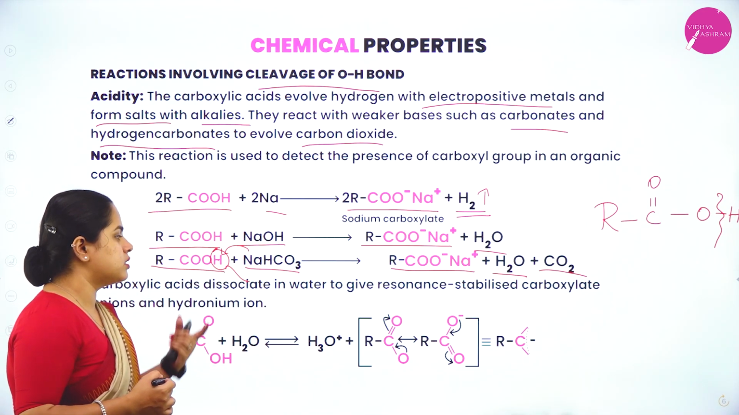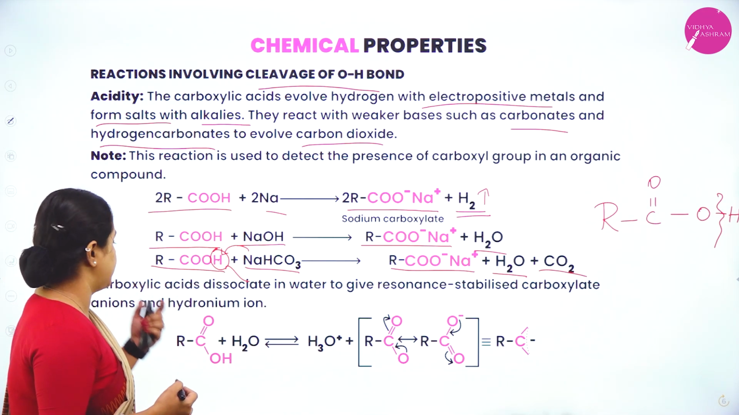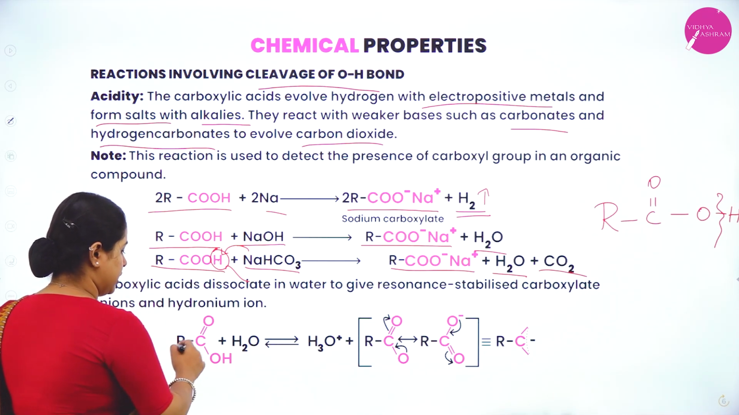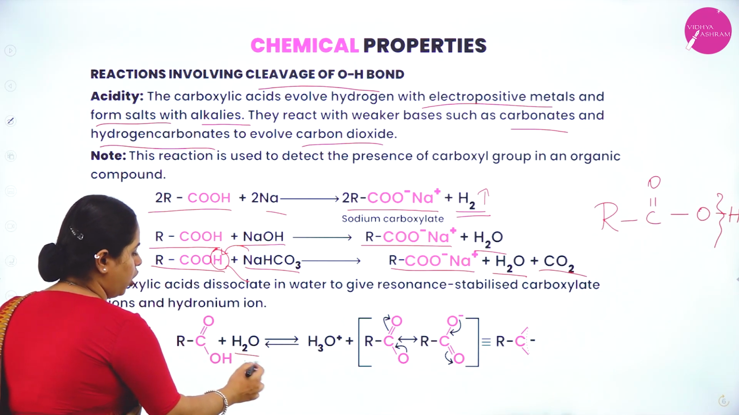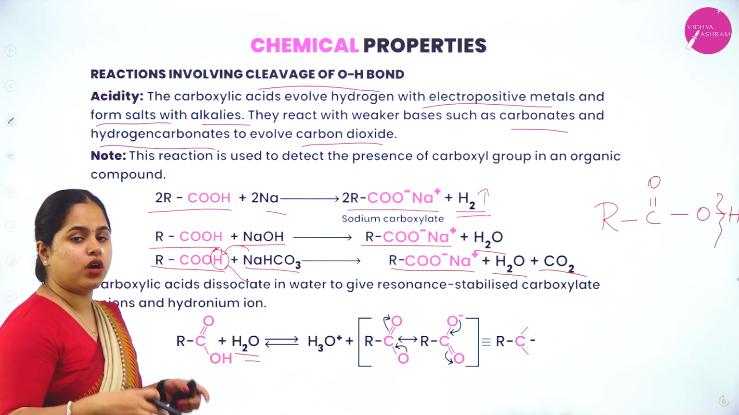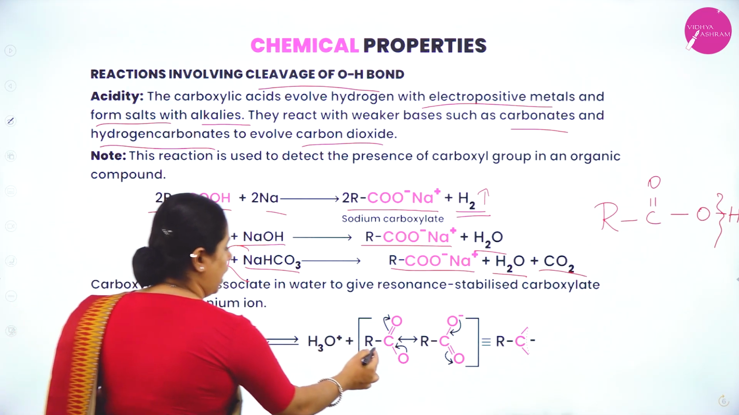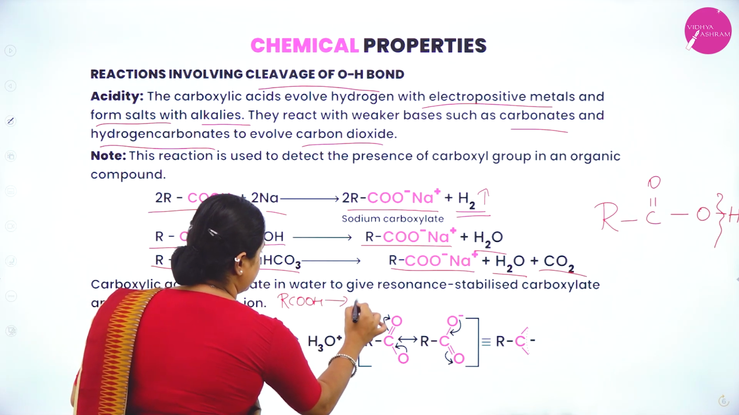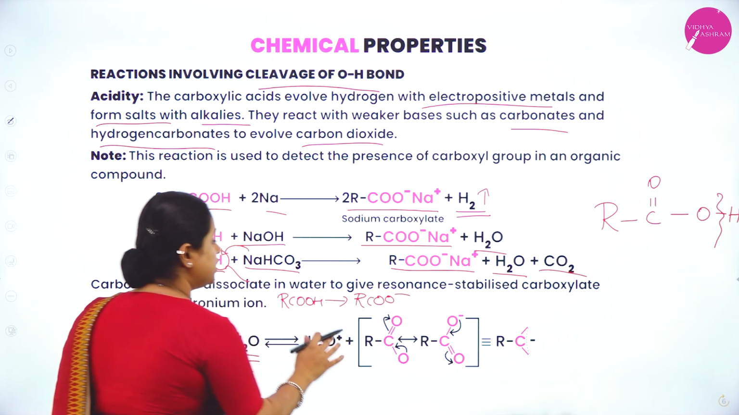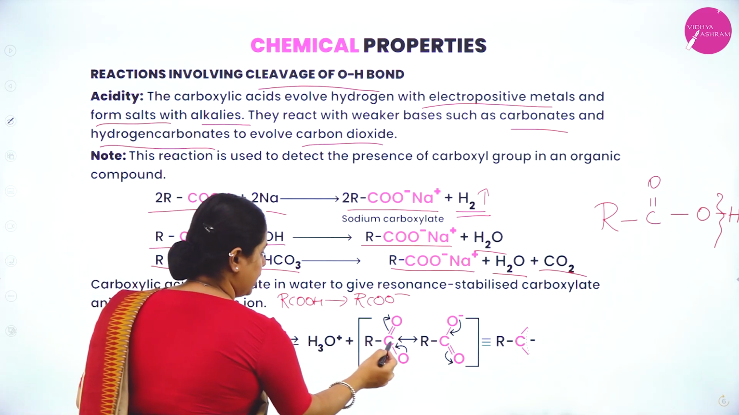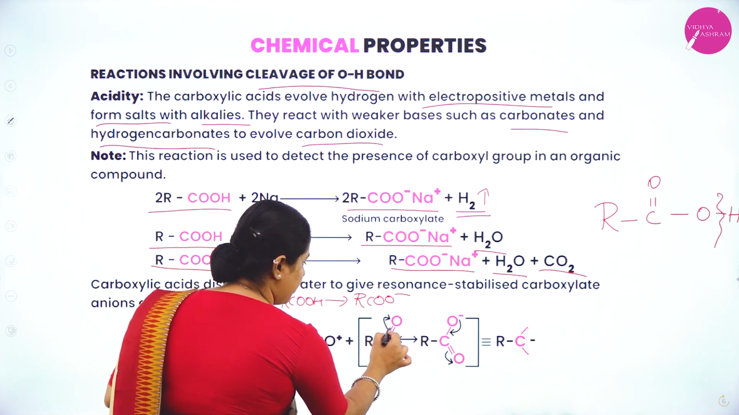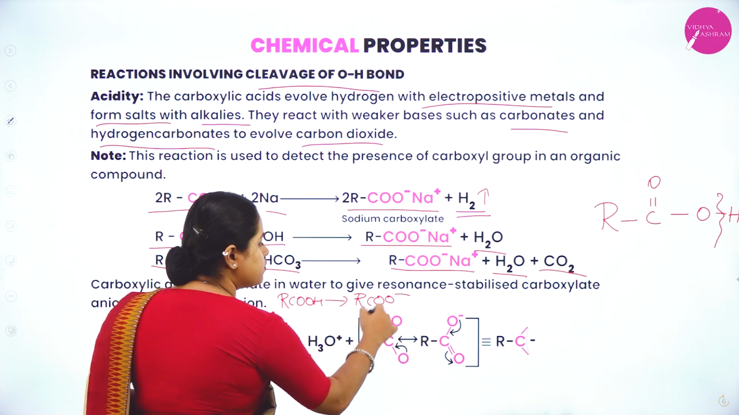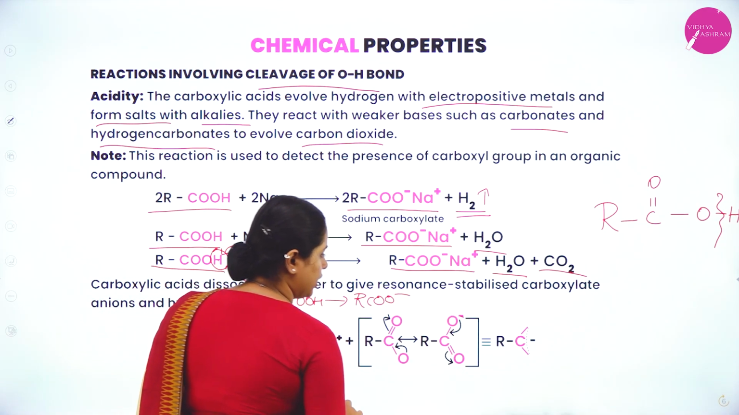Now, carboxylic acid dissociates in water to give resonance-stabilized carboxylate anions and hydrogen ion. This is your carboxylic acid, RCOOH. In water, what will happen? It will dissociate into the carboxylate ion, RCOO minus, which will show resonance. As you can see, RC double bond O. Because of the electronegativity difference here, the shared pair of electrons will move towards oxygen and oxygen will get a negative charge.